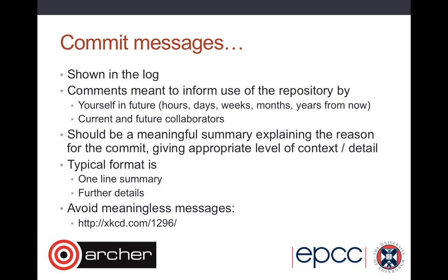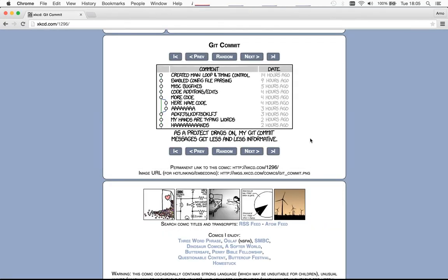So the kind of thing to avoid doing when creating commit messages is displayed nicely in this XKCD comic, which I will just call up. So you might start out a project providing some very meaningful commit messages. Created main loop, timing control, enabled config file parsing, miscellaneous bug fixes. The miscellaneous bug fixes is already sounding a bit vague. So what happens often is that as you make commits frequently, you may get frustrated and start to just provide less and less meaningful commit messages. So it would be good to try and avoid this.